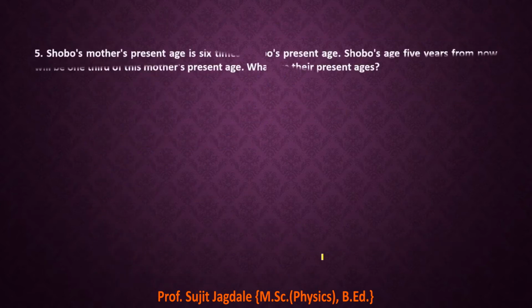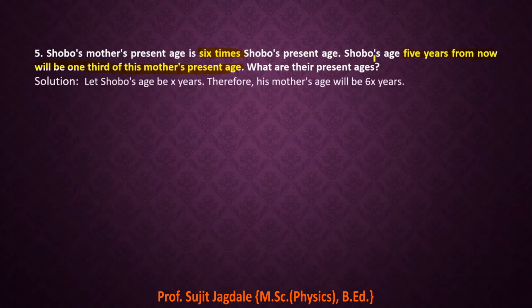Next one is the fifth one. Shobho's mother's present age is 6 times Shobho's present age. Shobho's age 5 years from now, that means after 5 years we have to consider, will be 1/3 of his mother's present age. What are their present ages? So therefore we are going to consider Shobho's age to be x years, and his mother's age will be 6 times that. So therefore it is 6x, which are the present ages.